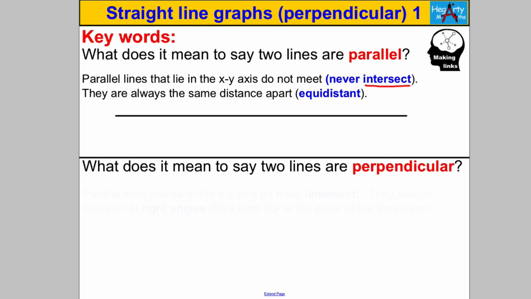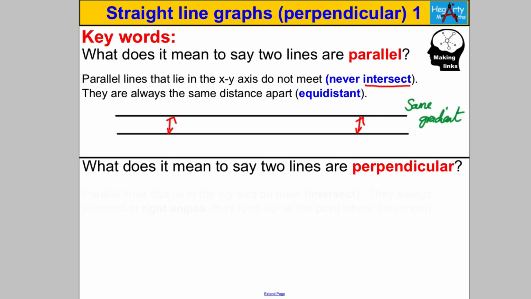So for example, say I took a line like that. Imagine that went on forever, and I did another line like that. These two are parallel because they're never going to meet, and they are always the same distance apart there. Now there is a condition on the gradient about parallel lines we've already spotted, and parallel lines have the same gradient, and that was really important for us.